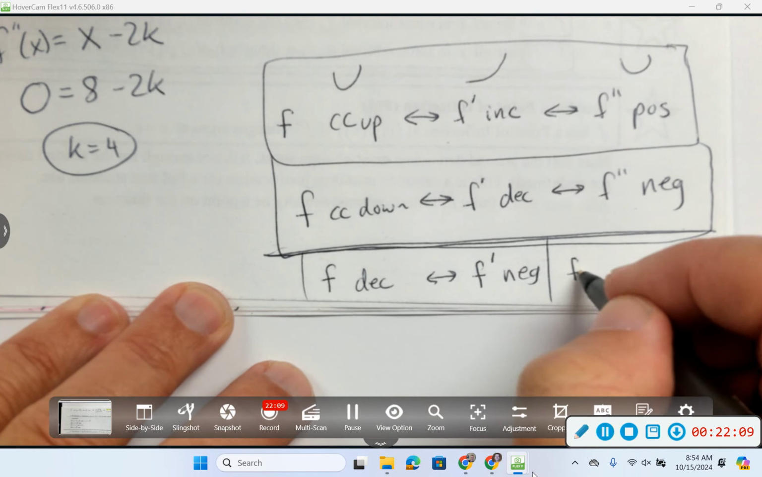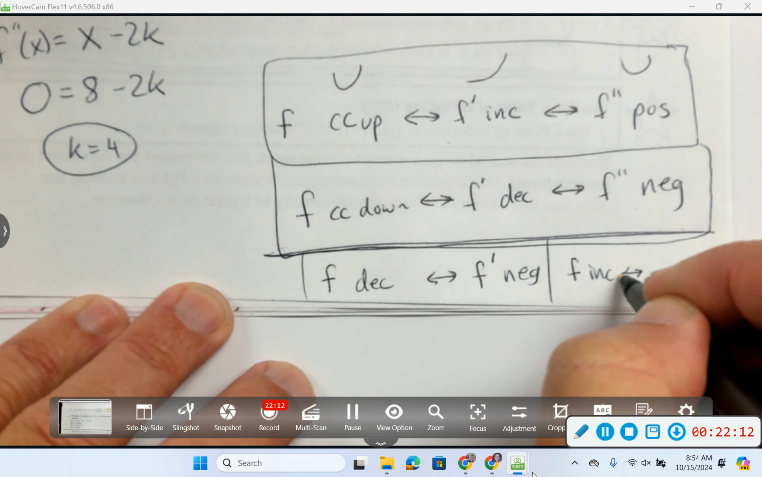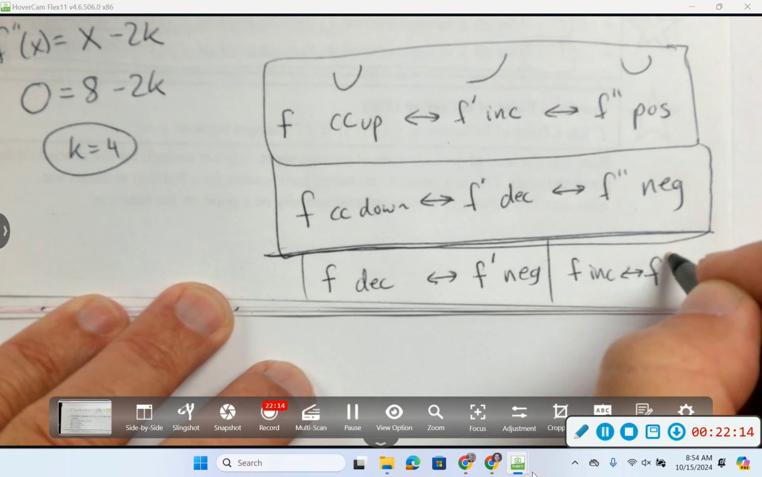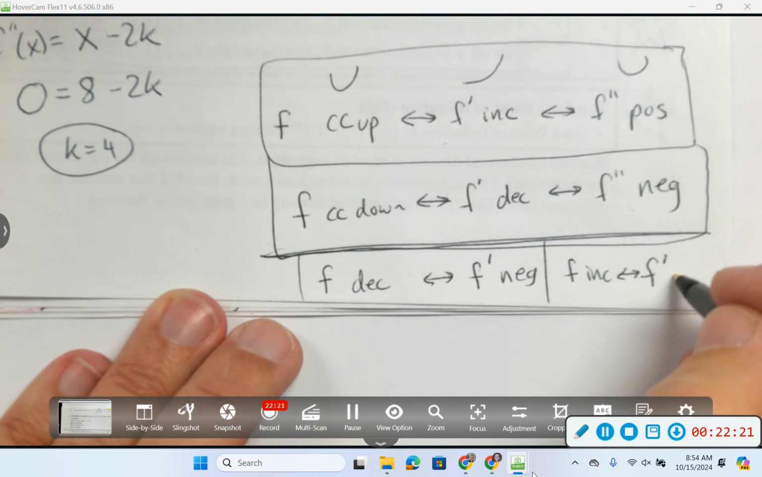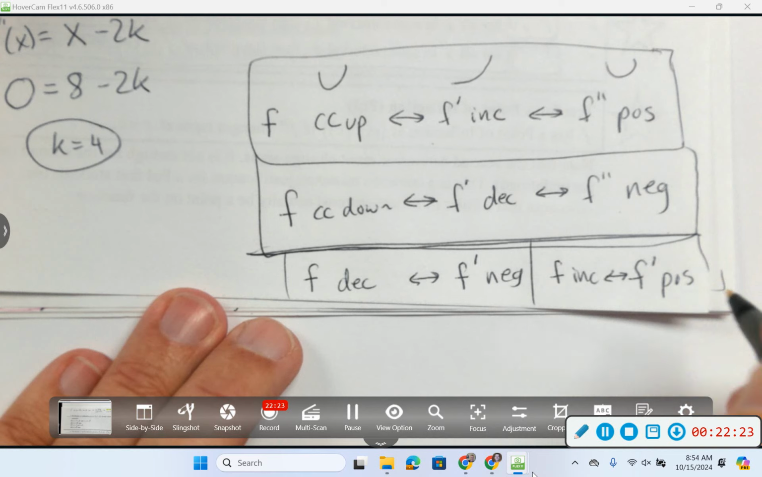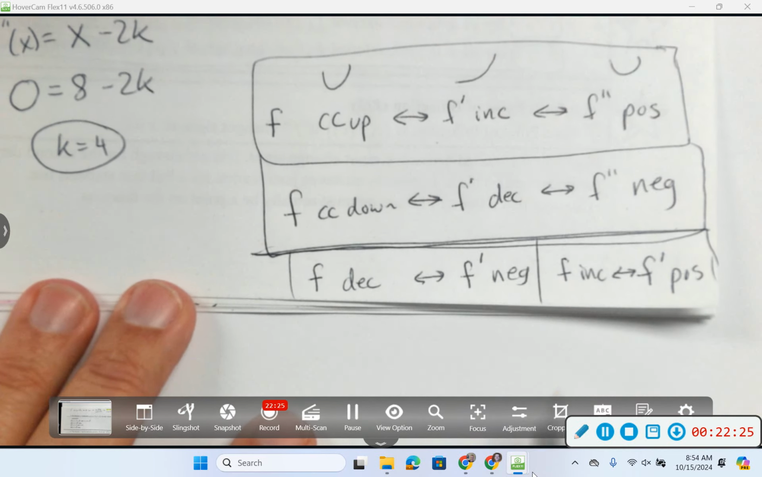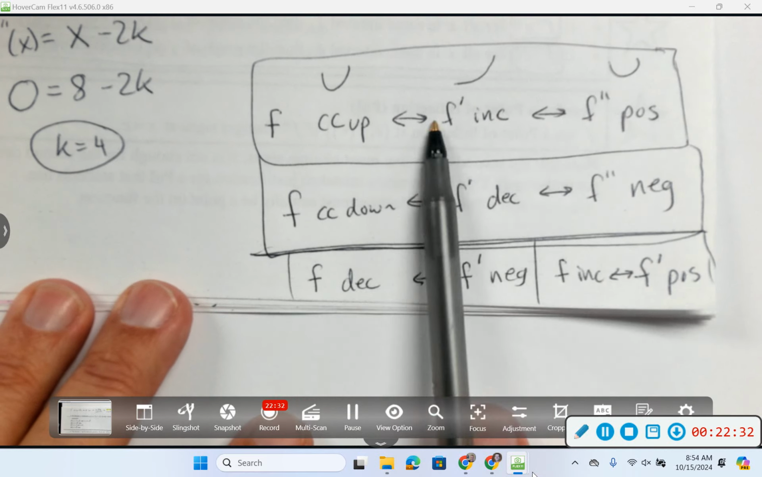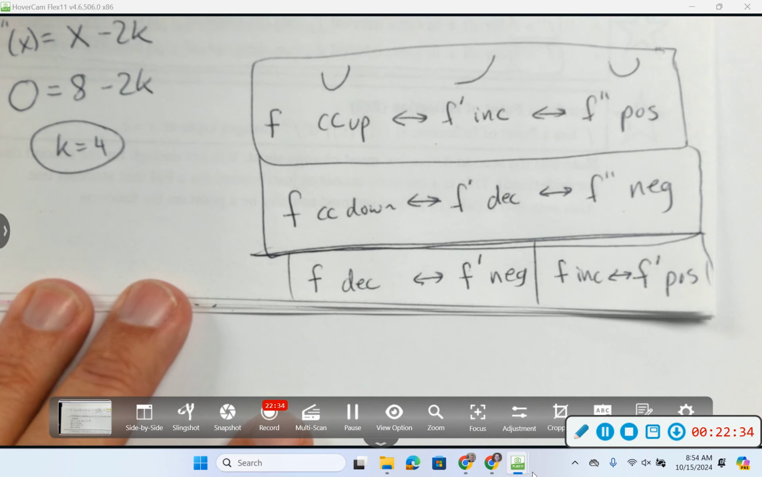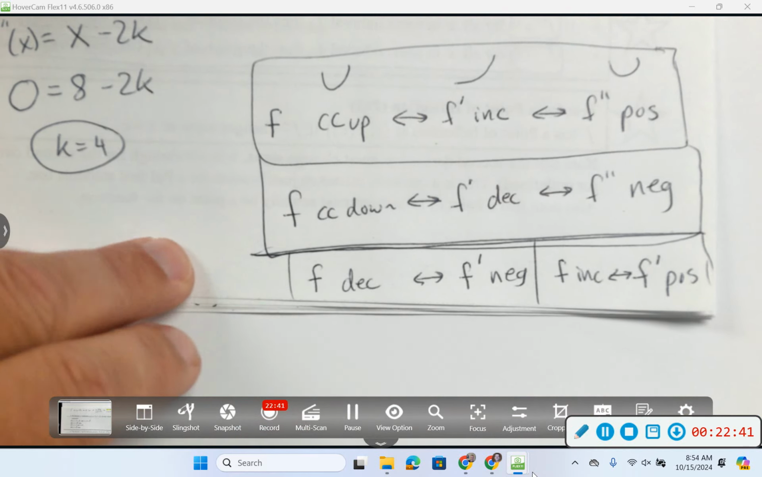And if f is increasing, phrase it the other way, what does that mean about f prime? If f is increasing, what's f prime? Positive. So we have to be careful about when we say increasing, decreasing, that's different than positive and negative, and we got to be careful if we're talking about f prime and f double prime. So we got three different things: function, derivative, second derivative, increasing, decreasing, and there's all different stuff going on here.